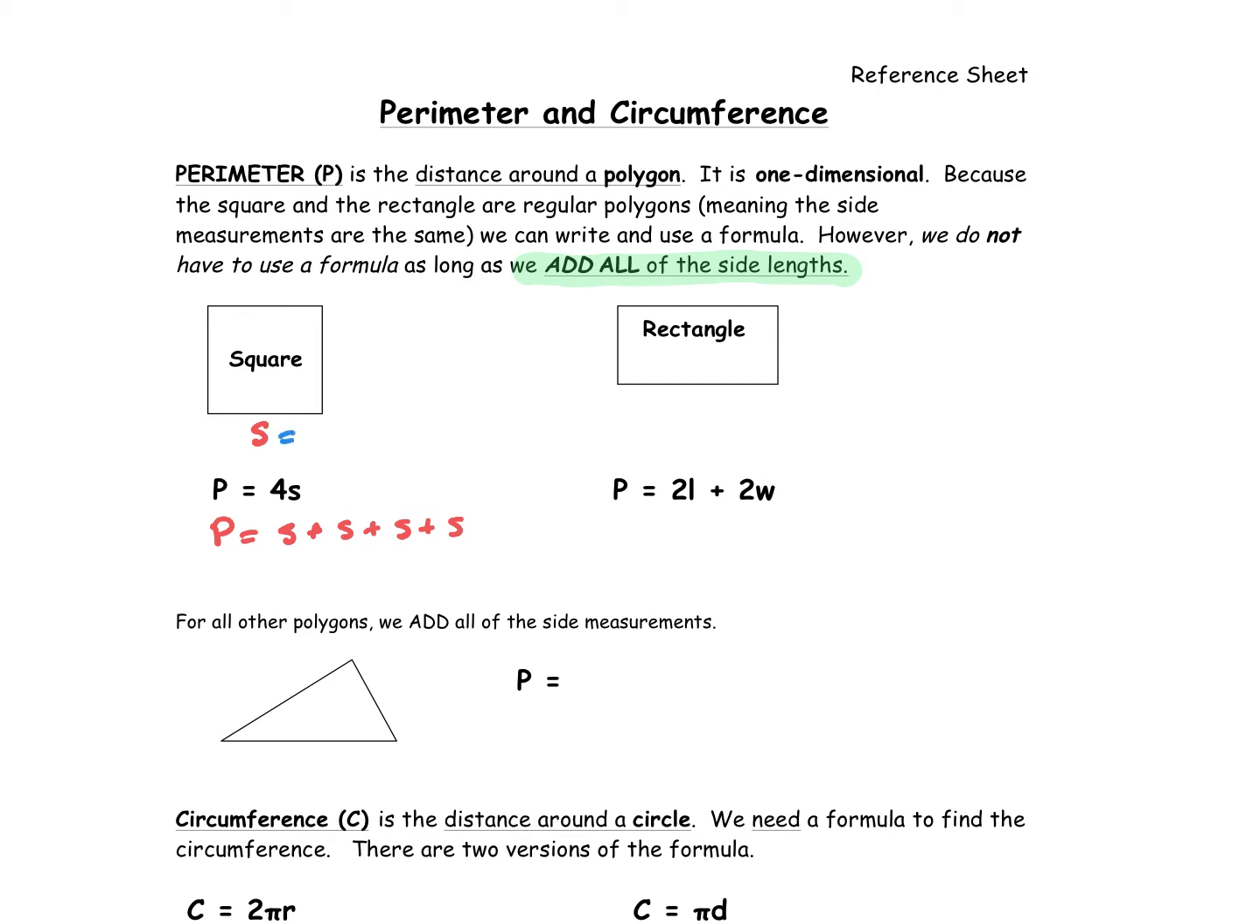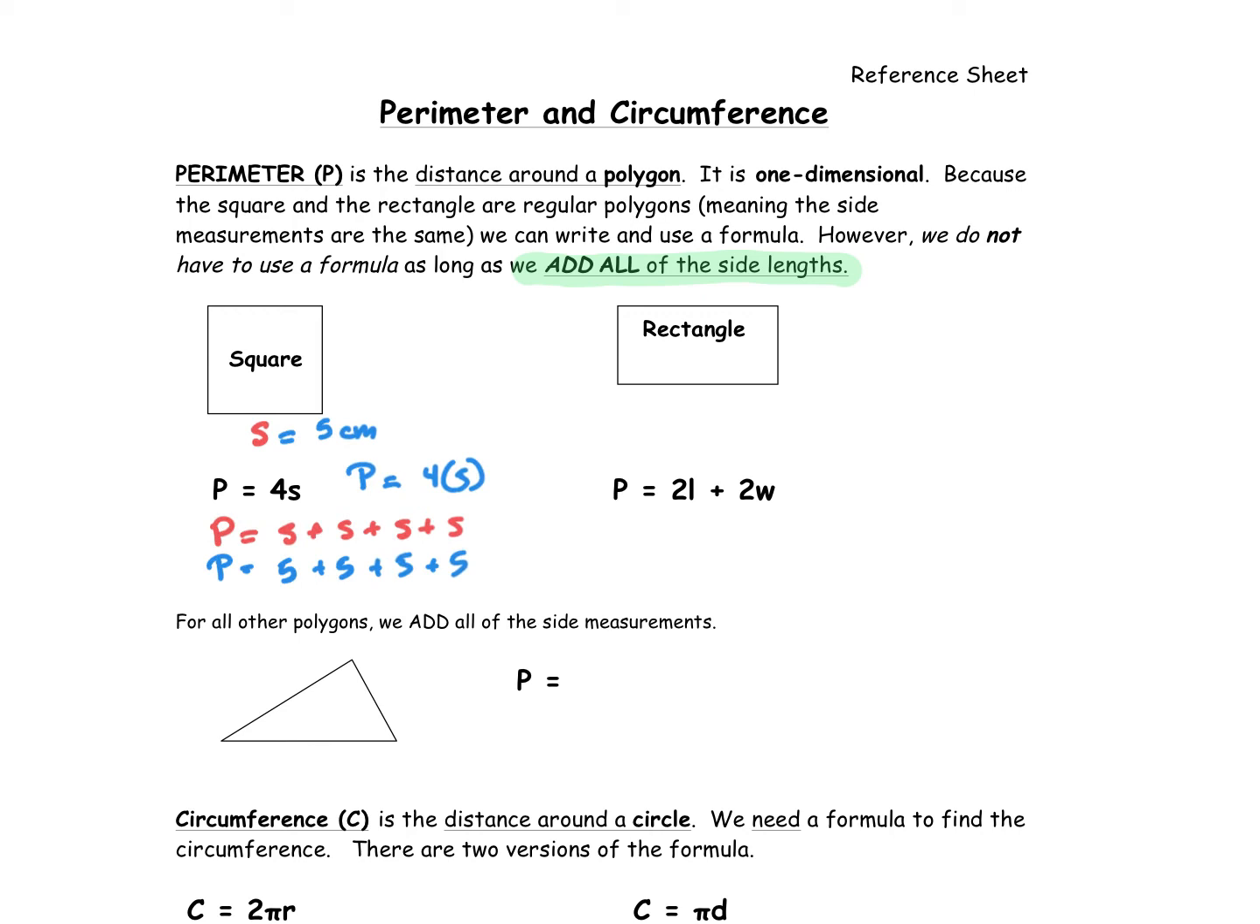we're going to say S equals 5 centimeters. So I would take perimeter and put 4 times 5 and get 20. Or if I didn't like that way, I could take 5 plus 5 plus 5 plus 5 and get 20. It's up to you which you prefer.